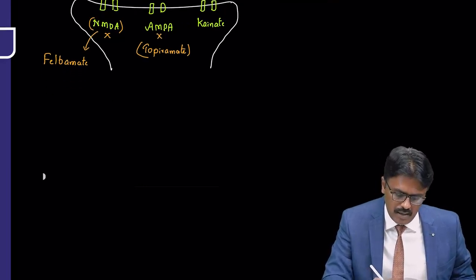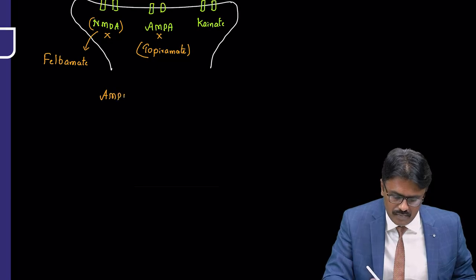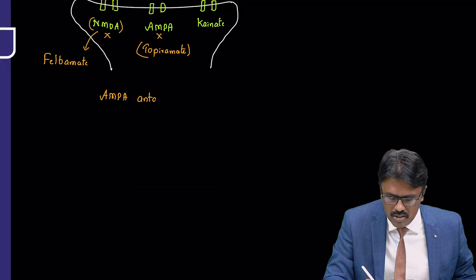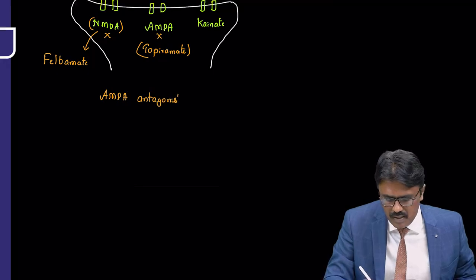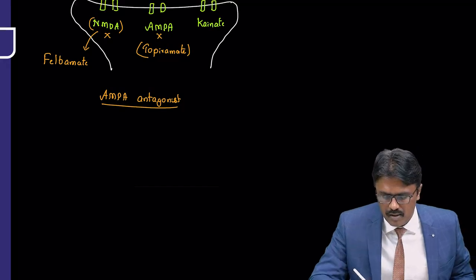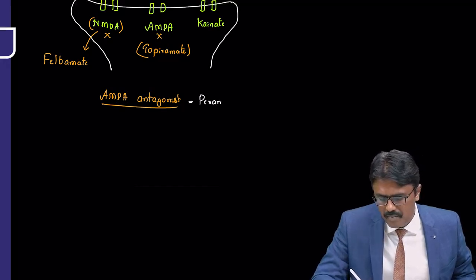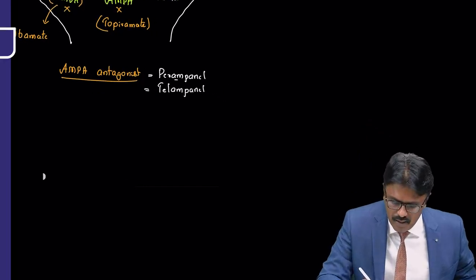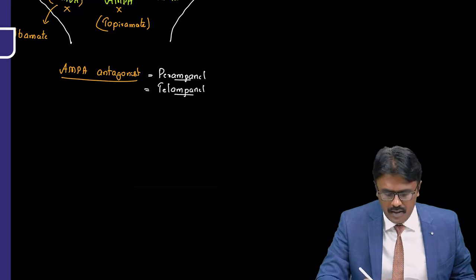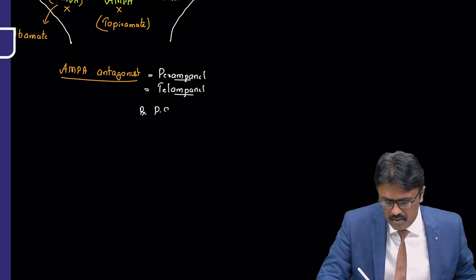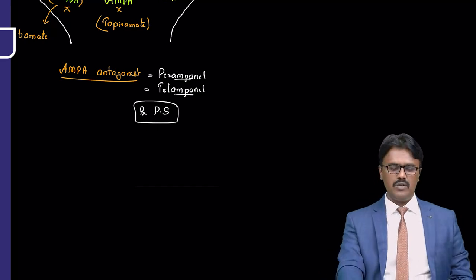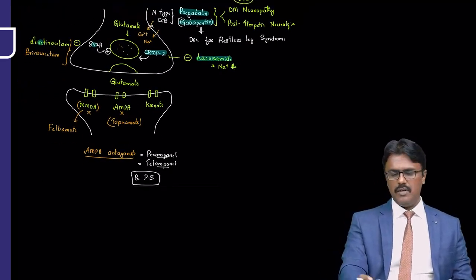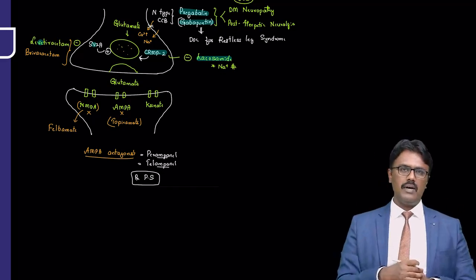Now moving on to other AMPA antagonists. What are the other AMPA antagonists we know of? The other AMPA antagonists we know of are perampanel, and one more is talampanel. You read their name, they have AMPA in their name, and they are used for partial seizures. So AMPA antagonist. Just analyze this, and when you revise, this image should come to your mind.